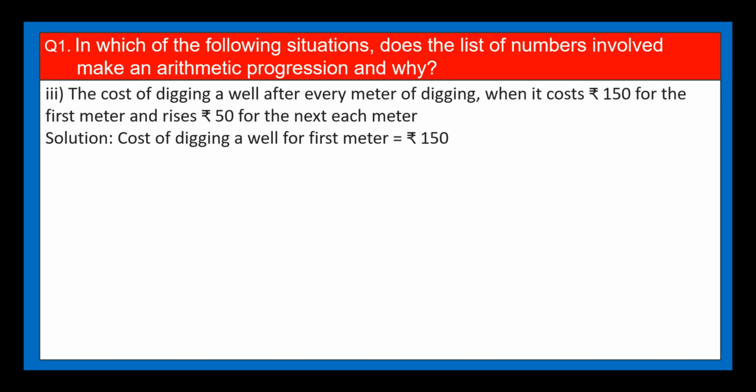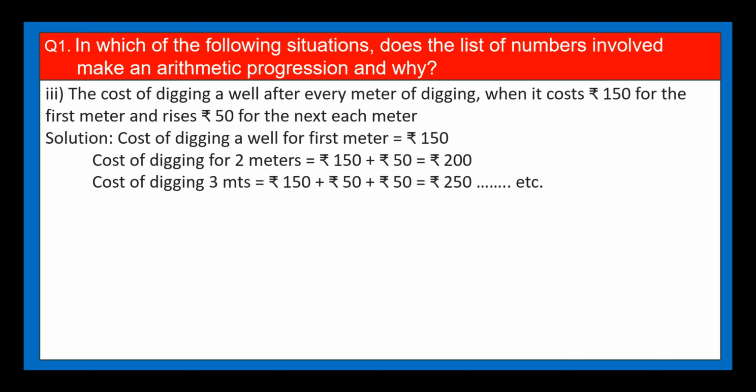Now the cost of digging a well for the first meter is 150 rupees. The cost of digging for 2 meters is 150 plus 50, which is 200 rupees, and the cost of digging for 3 meters is 150 plus 50 plus 50, which is 250 rupees and so on. If you list out all these costs, the first is 150 rupees, next is 200 rupees and the next is 250 rupees. The difference is 50 rupees and this difference is also 50. Since the difference between any two successive terms is the same, this forms an arithmetic progression.